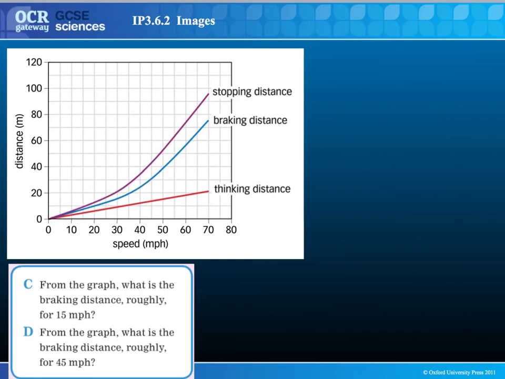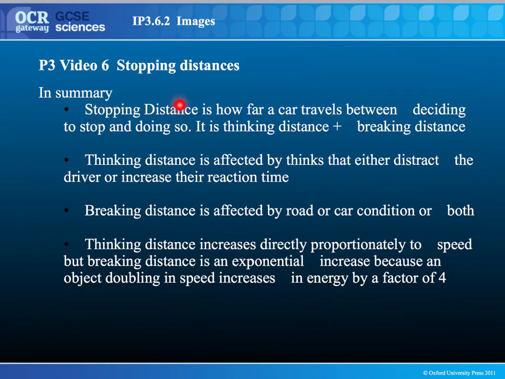And then if you wanted to work out the braking distance for 45 miles an hour, you would do the same. You go up from 45 until you hit the braking distance line and across, and it gives you a distance of 30 meters. So in summary, stopping distance is how far a car travels between deciding to stop and doing so.